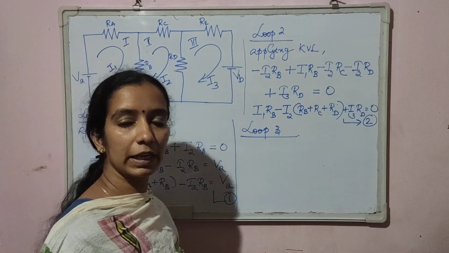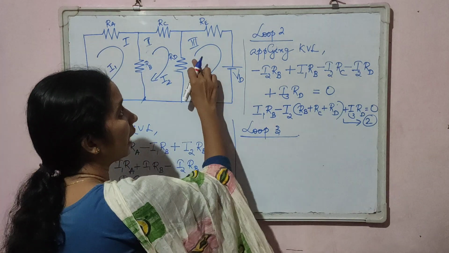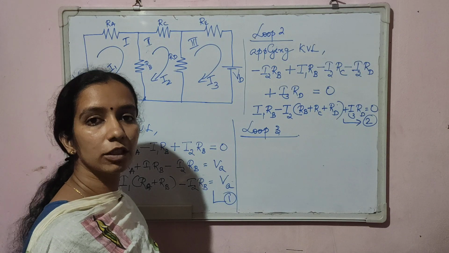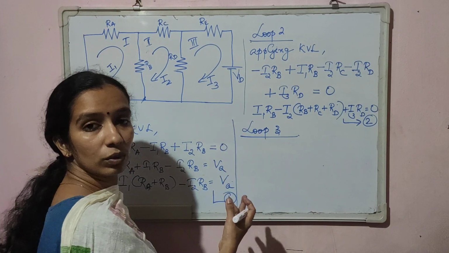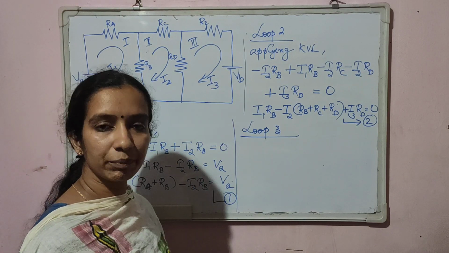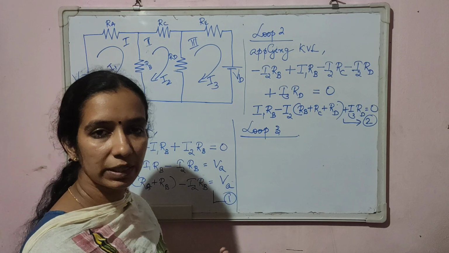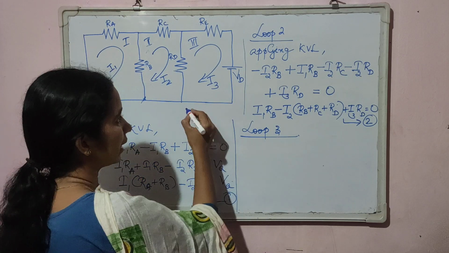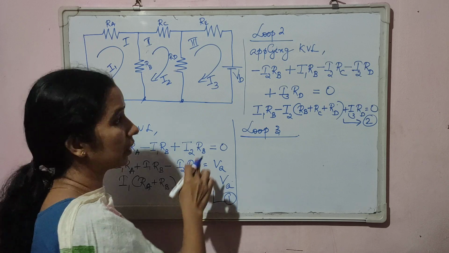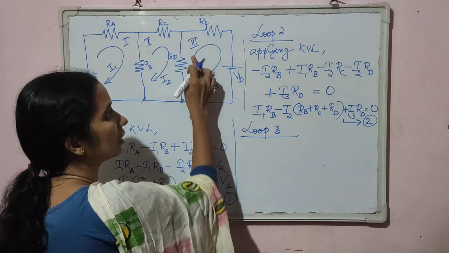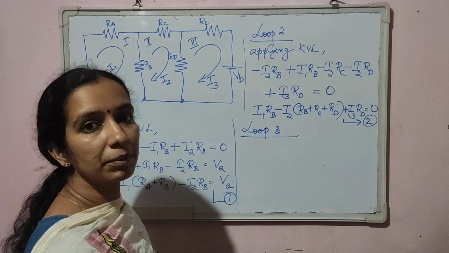Now apply KVL to loop 3. So we have marked current in loop 3 in clockwise direction. Now trace loop 3 in any particular direction. So I am using clockwise direction. So let us start from this point. So I am moving in this direction. Current I3 is also in the same direction.